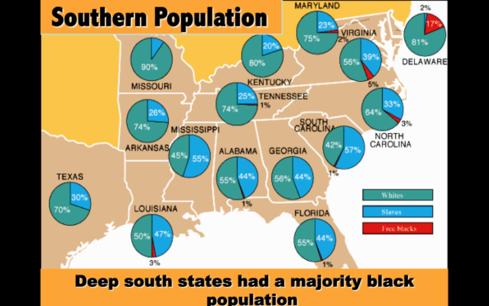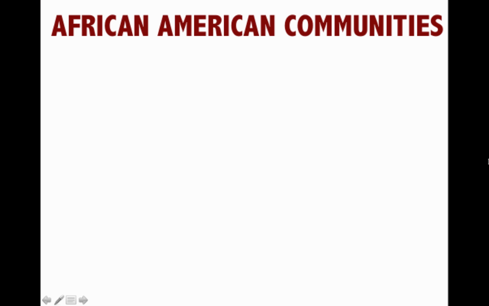If you take a look at the Southern population between the whites, the slaves, and a free black population in some states, especially the upper South, you could see in Delaware, 17% free African American, Virginia, 5%. But of course, like we saw, over half the population of states like South Carolina and Mississippi are in fact slaves. The Deep South is going to be very reliant on slave labor on these plantations.